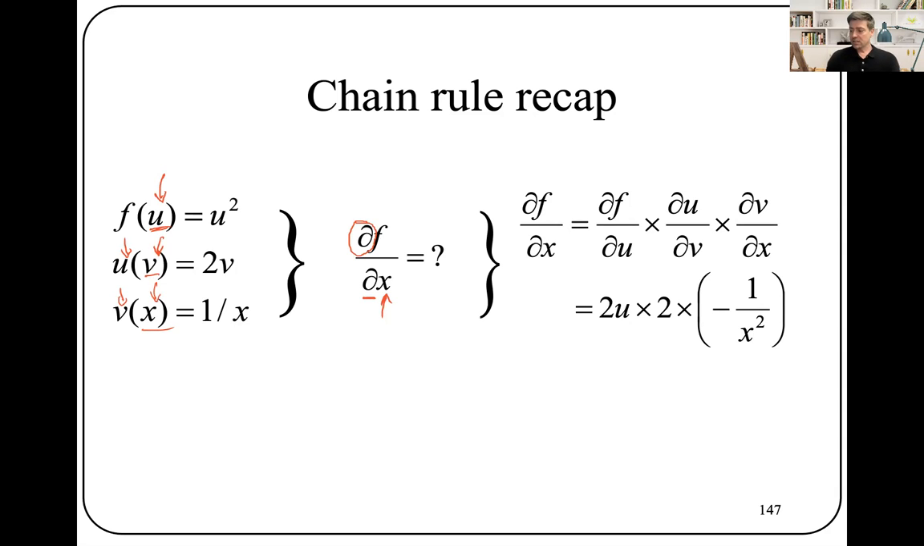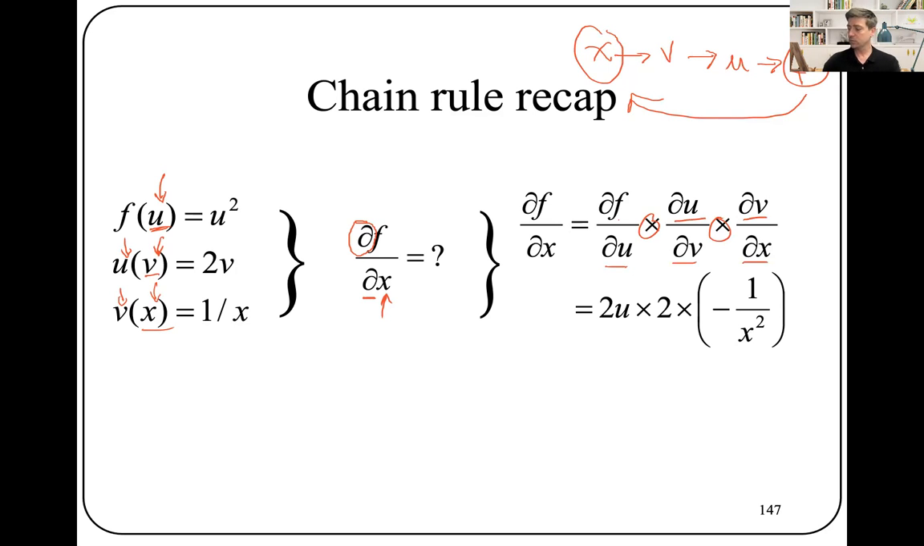So in this case, it's actually quite simple because we have x, which affects v, which affects u, which affects f. So if we want to compute the derivative of f with respect to x, we have to follow the chain rule. And what does the chain rule say? It says that the derivative of f with respect to x is the derivative of f with respect to u times the derivative of u with respect to v times the derivative of v with respect to x.